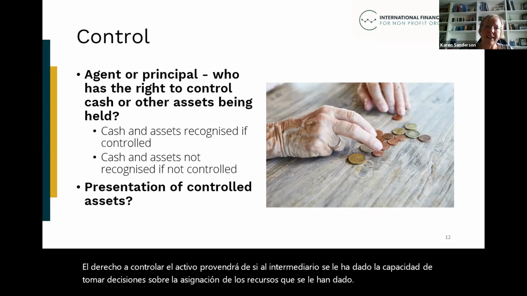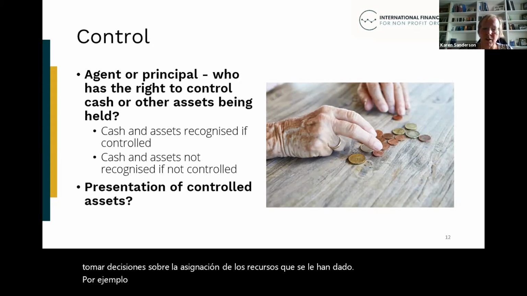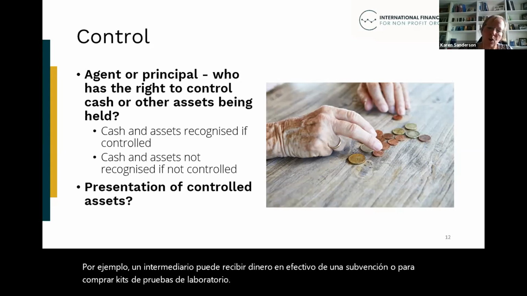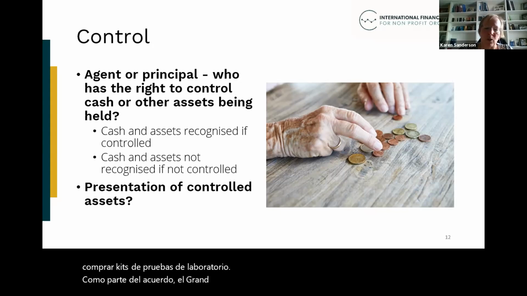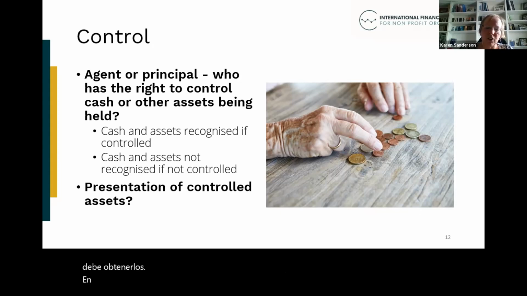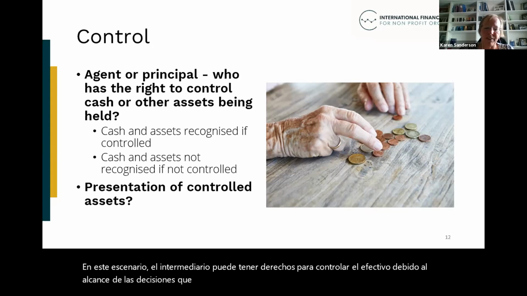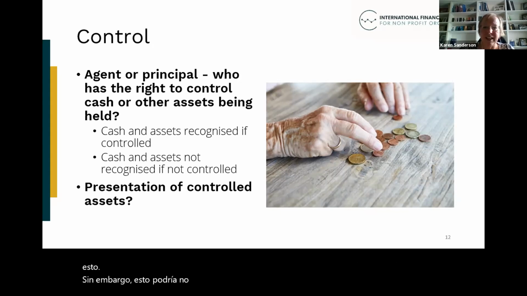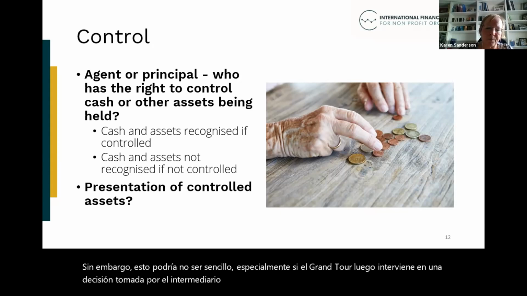So, for example, an intermediary may receive cash from a grantor to purchase laboratory testing kits. As part of the arrangement, the grantor may say that the monies need to be spent on testing kits, but the intermediary can determine what sort of testing kits are purchased and who should get them. In this scenario, the intermediary may have rights to control the cash because of the scope of the decisions that it's able to make about who ultimately benefits from this. However, this might not be straightforward, particularly if the grantor then intervenes in a decision made by the intermediary, as we heard in Sam's example earlier.